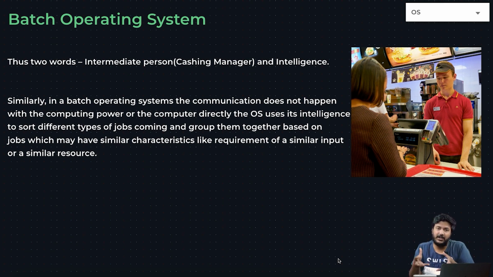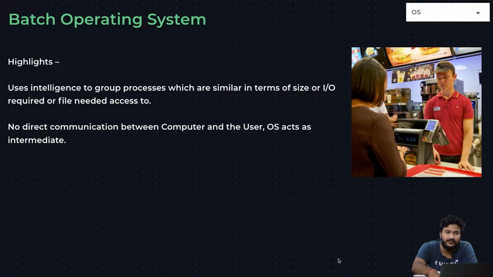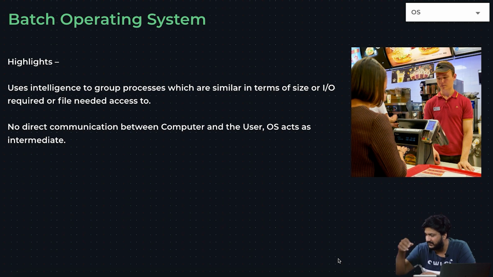There's an intelligent algorithm that does the sorting, that, okay, you are coming here to request some file, let me send you to this place. You are coming here to do core processing, let's say mathematical calculations, you go here. You want to do a lot of input output methods, go here, right? So that is batch operating system, right? Now, the highlights for the batch operating system are: use intelligence to group the processes which are similar in terms of size or the IO required or the file needed to access. No direct communication happens between the computer and the user, and the OS acts as the intermediate.